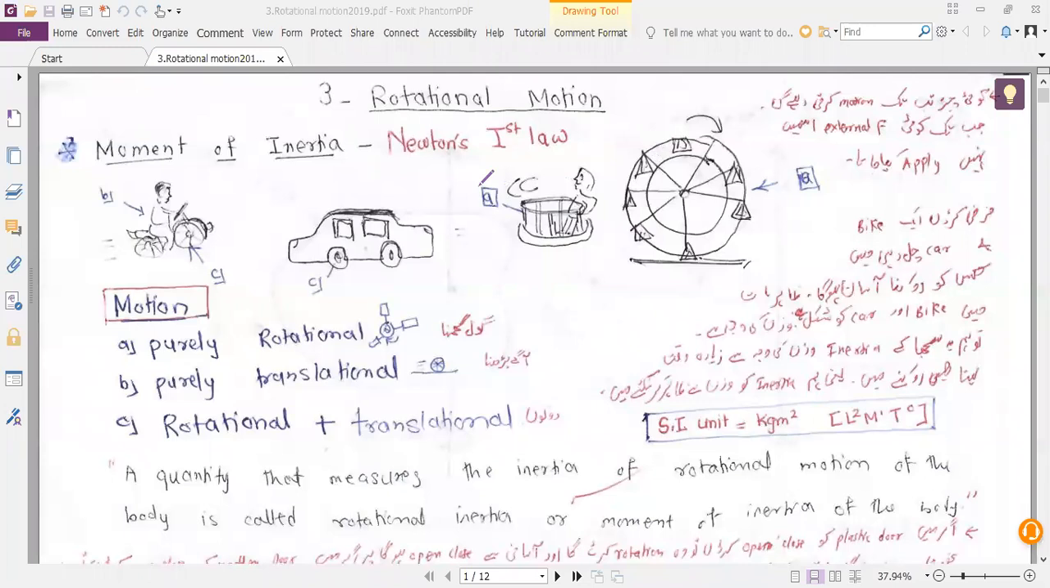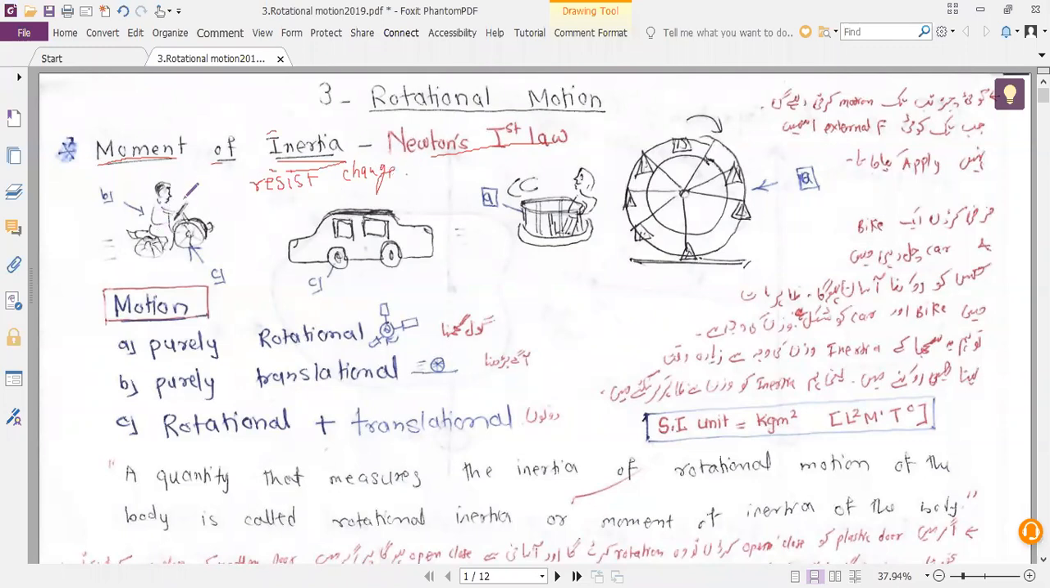Let's at least start with the revision part. Last time we understood the meaning of moment of inertia, correct? For understanding, first we will understand what we mean by inertia. Inertia comes from Newton's first law, which says every object resists change.